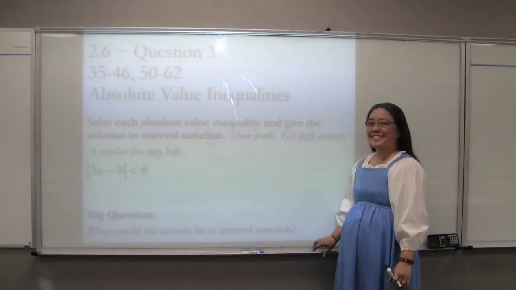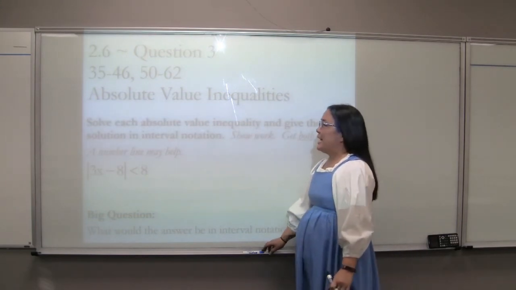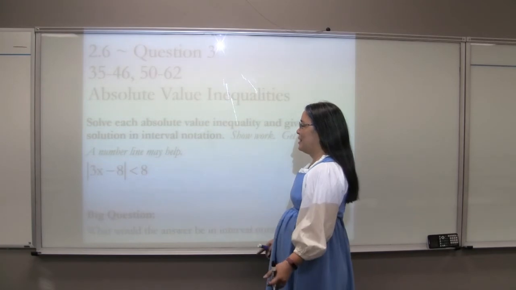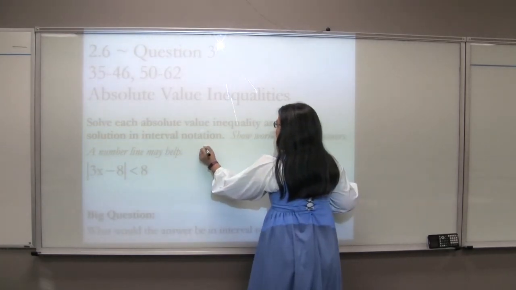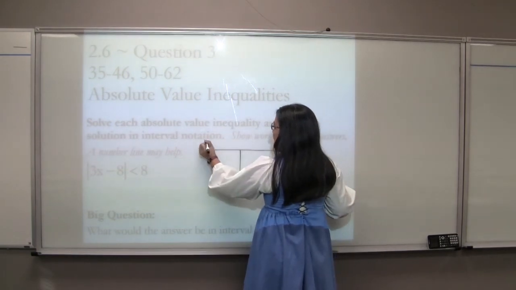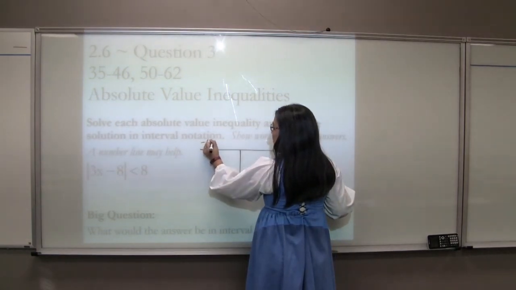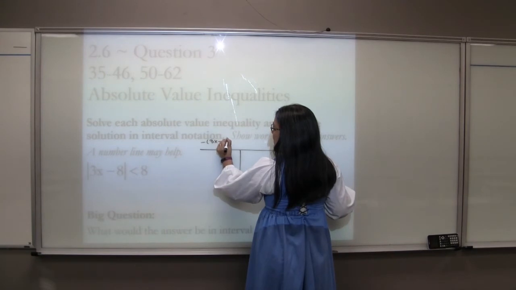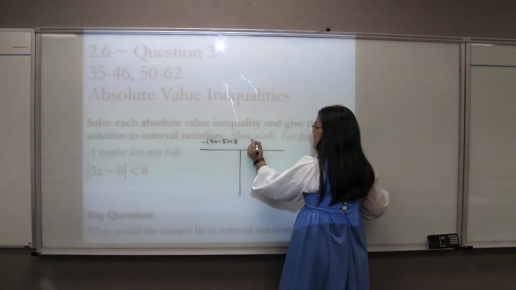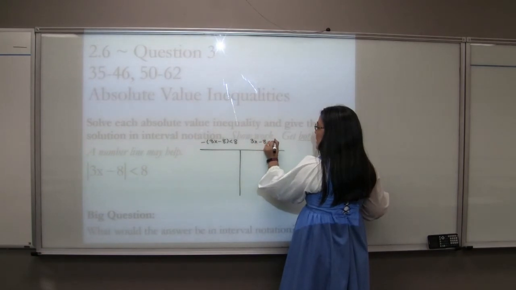Chapter 2, Section 6, Question 3. Inequalities. This is where it's at. We have inequalities. Now, if you remember, we had that from when we had the equations. So we're going to have the negative version of 3x minus 8 is less than 8, and the positive version of 3x minus 8 is less than 8.